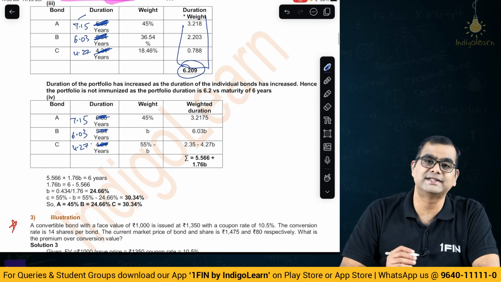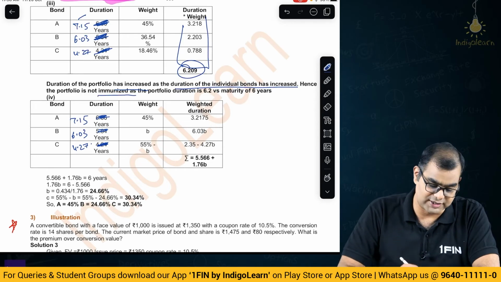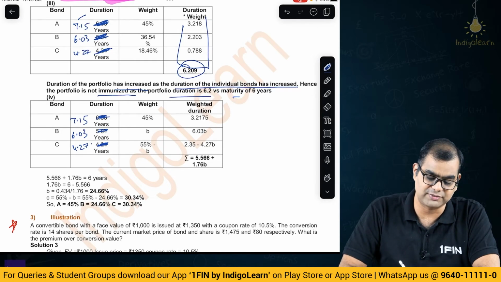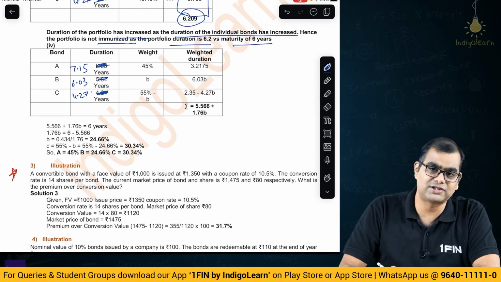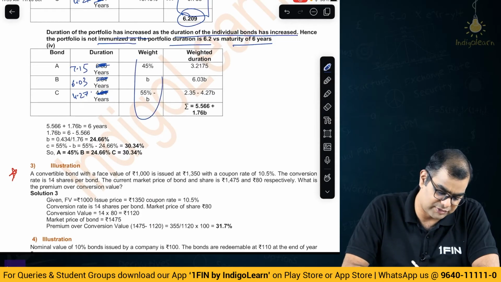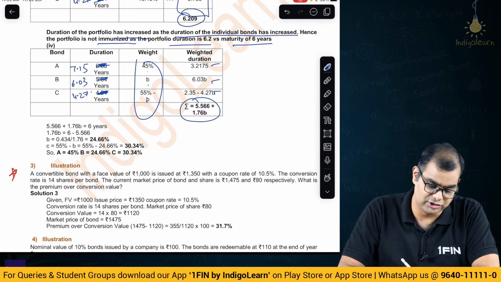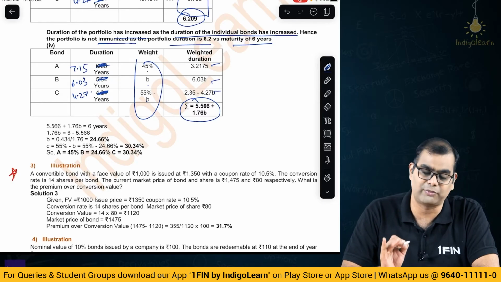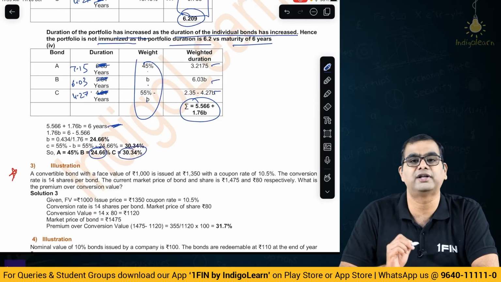So, they've asked why has it happened. So, duration of portfolio has increased as the duration of individual bonds has increased, hence portfolio is not immunized as the portfolio duration is 6.2 years versus maturity requirement of 6 years. Now, what are the revised weights of B and C such that the portfolio duration is now 6? Again, you solve the same thing. 45 percent, B and 55 minus B, you compute the weighted average duration, you get it as 5.566 plus 1.76 B. You equate that to 6 years and solve for B, you get the weights as 24.66 and 30.34.